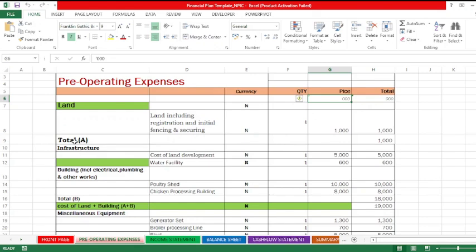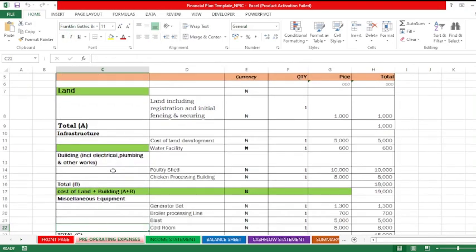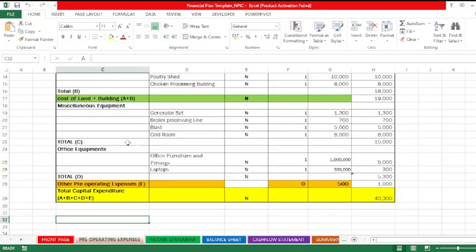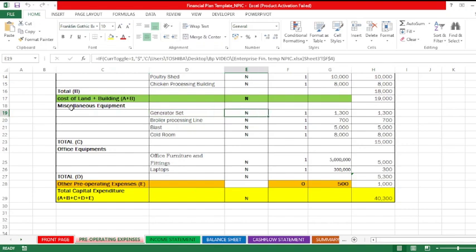So you have the land, which is crucial, and that's one of the major factors of production, land. Whether you're renting this space or actually purchasing it, it should be shown in these pre-operating expenses. So you have it there. It's self-explanatory. The generator, and let's say you have miscellaneous equipment, your cost of land plus your building is going to be added here. So you have all of this here, the pre-operating expenses.